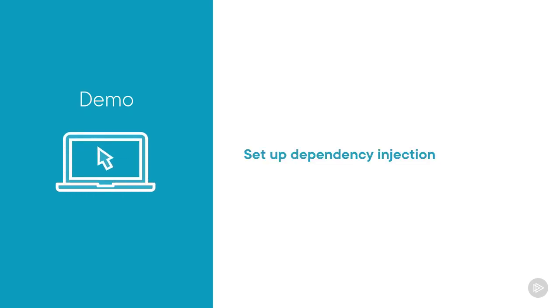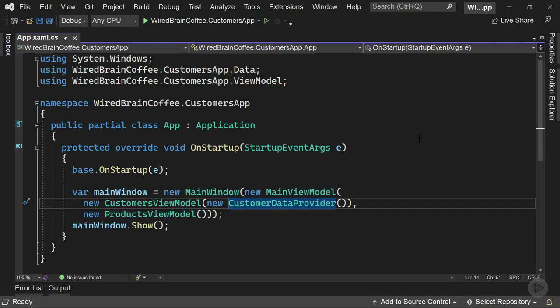In this demonstration you will learn how to set up dependency injection. Let's switch to Visual Studio. Here I've opened the code behind file of the application object.